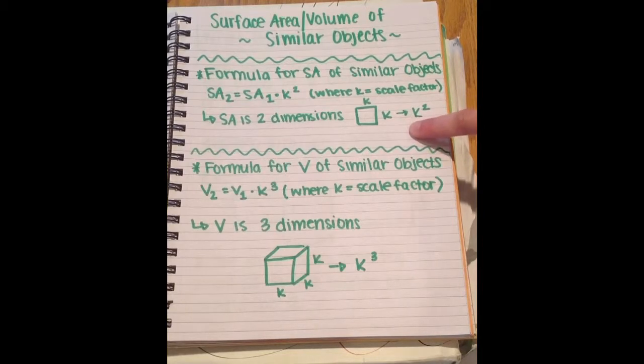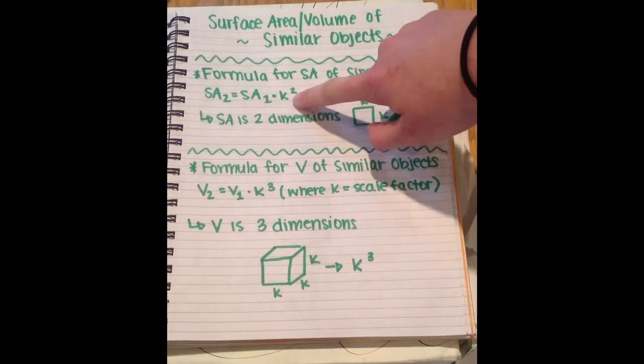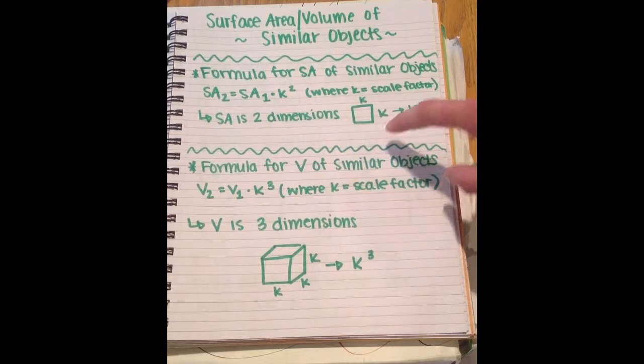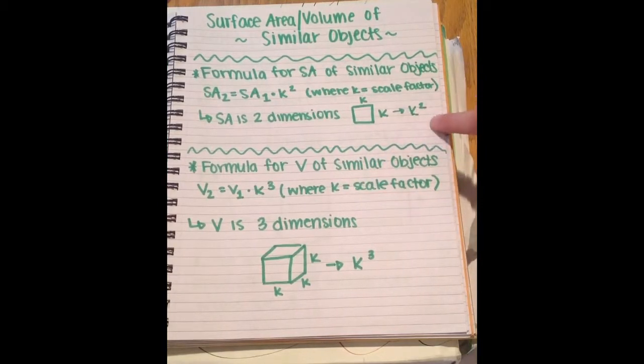So our formulas for finding volume and surface area of a similar object are surface area 2 equals surface area 1 times k squared, where k is the scale factor. And the reason we would square k is because surface area is 2 dimensions, so it would be k times k, which would be k squared.